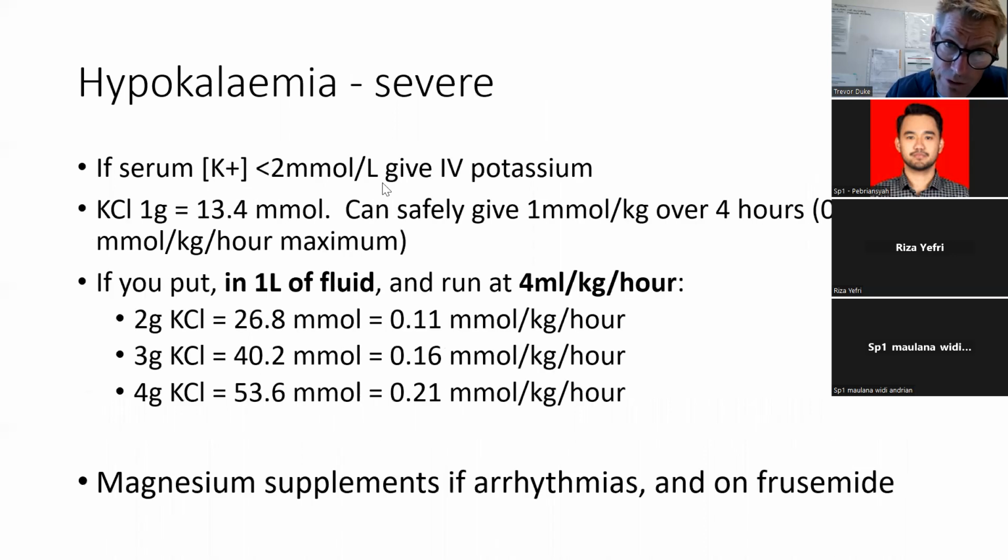If the potassium is very low, then you need to give some intravenous potassium. And we've talked about this before in the talk about electrolytes, but how to give potassium safely and how much you can put in a litre of fluid. And I'll just go through it again, perhaps, that when we give potassium, it comes in vials, and a 1 gram vial is 13.4 millimoles of potassium. And we can usually give 1 millimole per kilogram over 4 hours, right? So that's 1/4 of a millimole per kilogram per hour maximum.